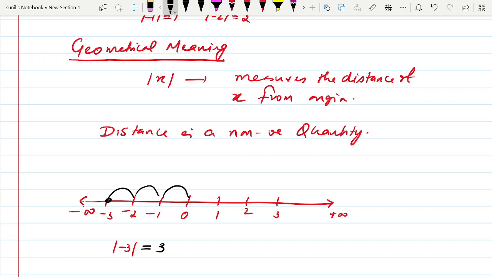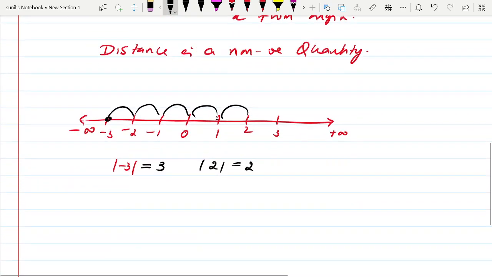Similarly, suppose you are marking mod of 2. Now what will you measure? 1 unit, 2 unit. That's it. In this way it behaves. Now based on this, we have some inequalities. Modulus inequalities.